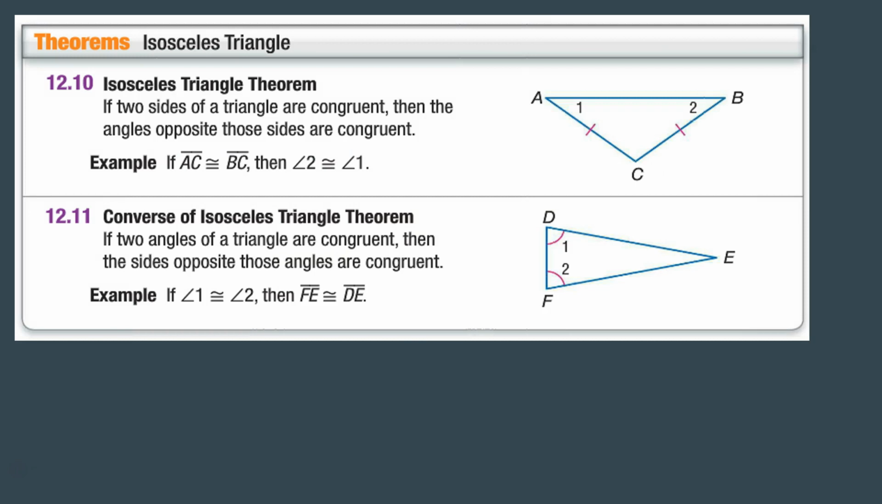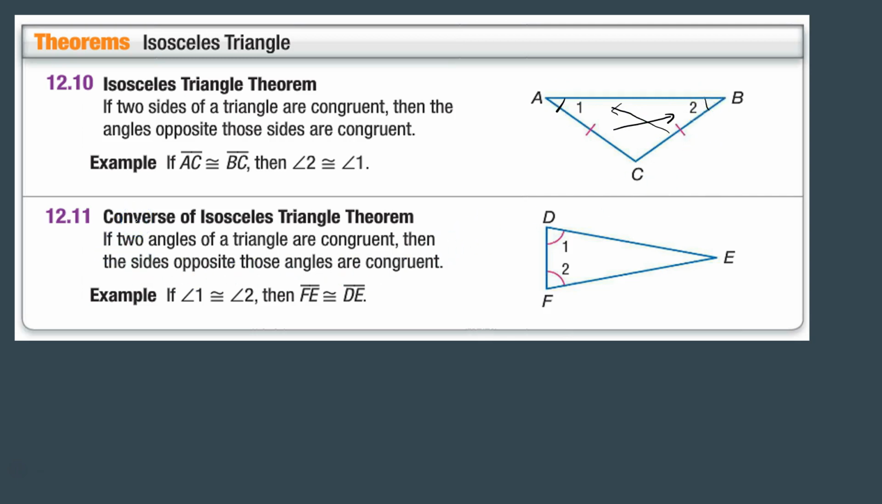Alright, so now let's go over the isosceles triangle theorem. If two sides of a triangle are congruent, then the angles opposite those sides are congruent. So we're saying if side AC, this side right here, is congruent to side BC, then angle 2 is congruent to angle 1. Side AC goes with that angle. Side BC goes with this angle. And I know those are congruent as well.